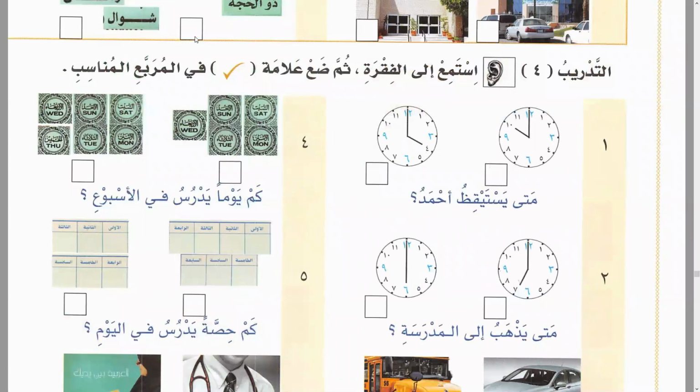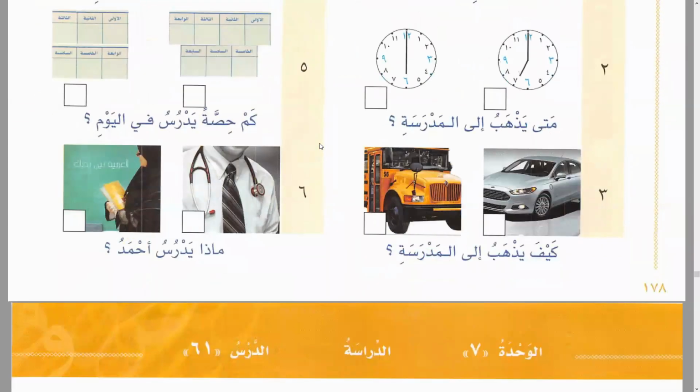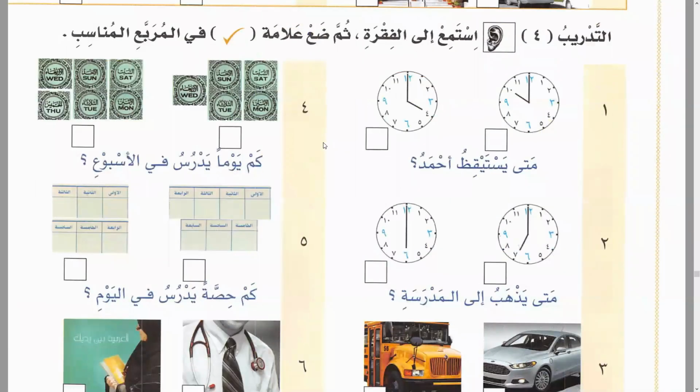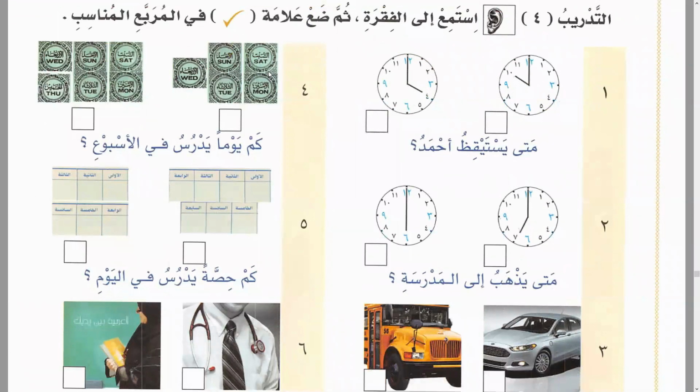Same thing again. You have to choose the appropriate one again. التدريب الرابع. استمع إلى الفقرة ثم ضع علامة صحيح في المربع المناسب. يستيقظ أحمد مبكرا في الصباح. Ahmad wakes up early, it seems. So which is early? 10 o'clock is early? No. 4 o'clock is early. So this is the correct one.